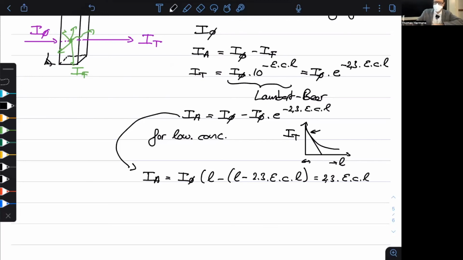C times L. Okay. So then we can just combine stuff: 2.3 times I0 times E times C times L times quantum yield. Okay, so the intensity of fluorescent light depends on incident light, of course. It depends on the extinction coefficient, concentration, path length, and on the quantum yield. Of course, this extinction coefficient also depends on the wavelength.